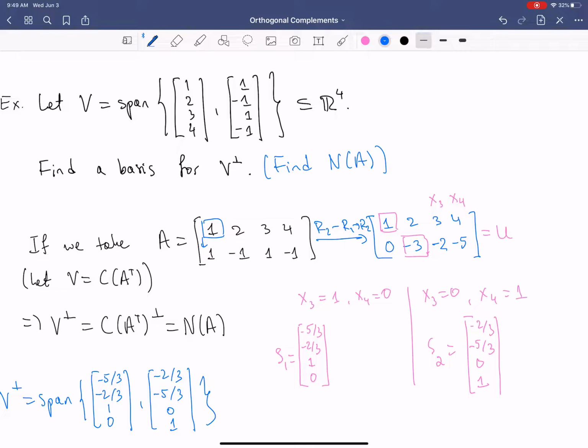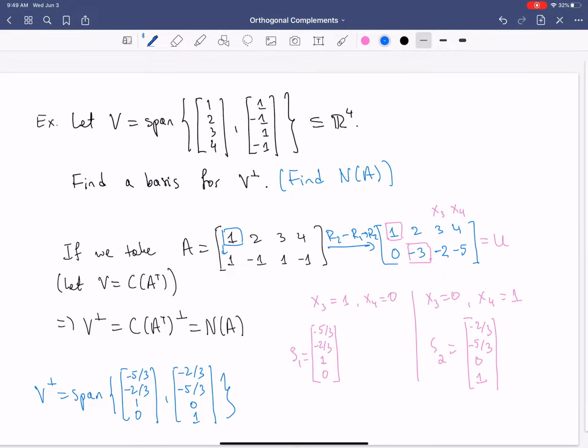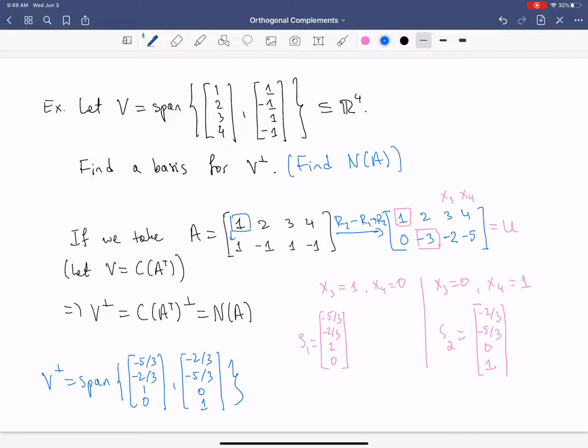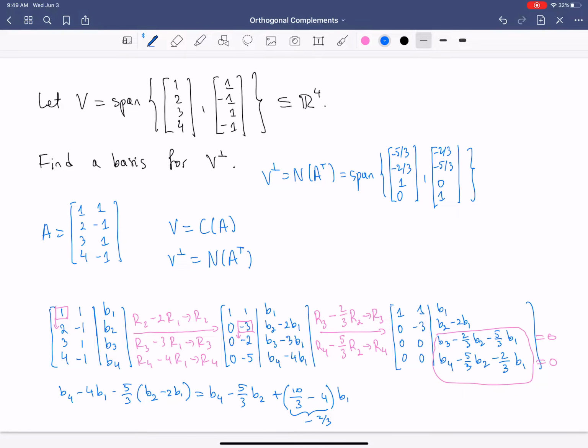Do you want to work with numbers or do you want to work with letters? I suspect most of you prefer the first method, myself included, but I just wanted to show you that you can really use both cases, except you have to be careful. If you put the vectors that are in the basis as the columns of A, then you have to use the fact that the orthogonal complement of the column space is the left null space.